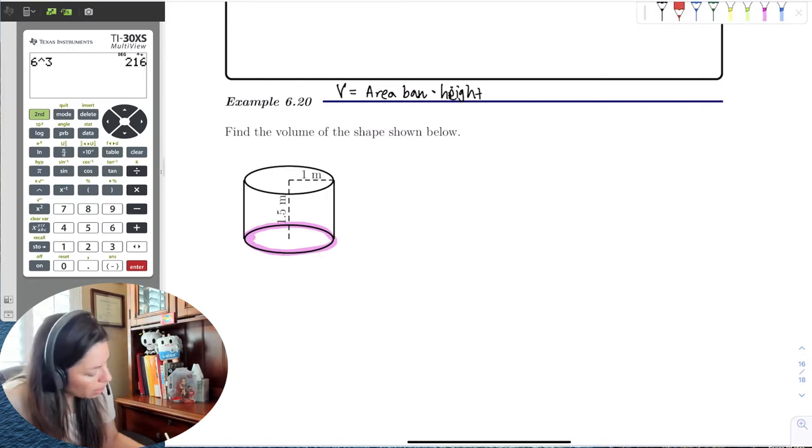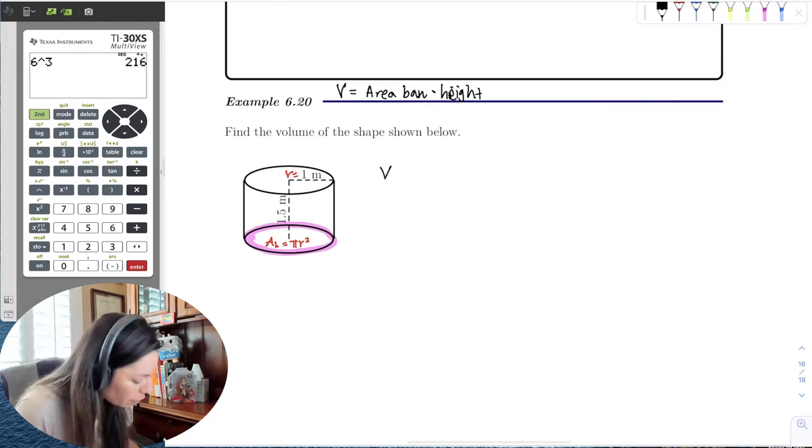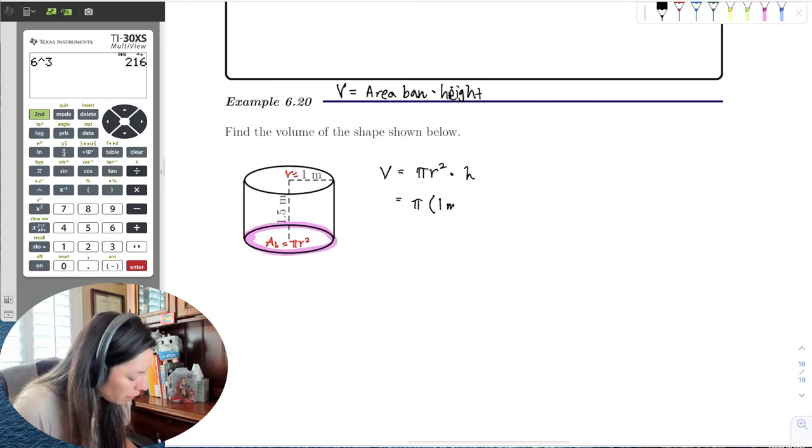So area of the base, don't forget, is pi r squared. And notice our radius here is equal to 1 meter. So we're pretty good to go. So the volume here is going to be pi r squared, the area of the base, times the height. So we'll have pi times the radius squared, 1 meter squared, times the height of 1.5 meters.